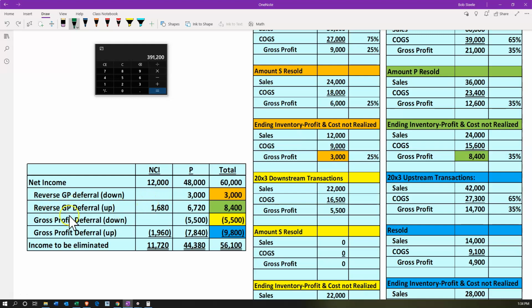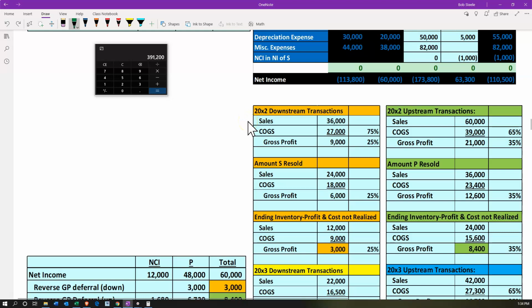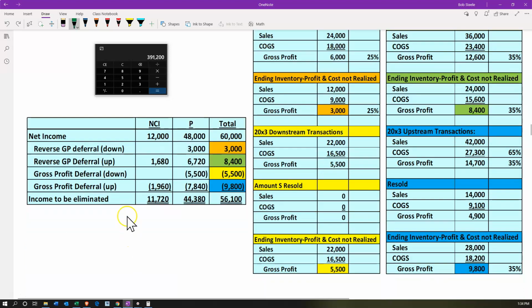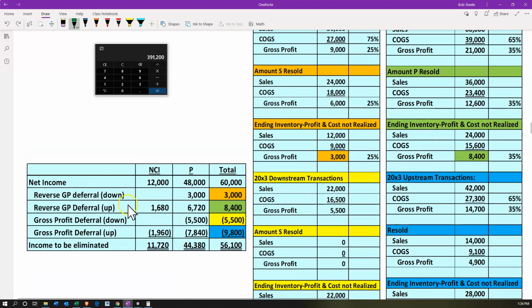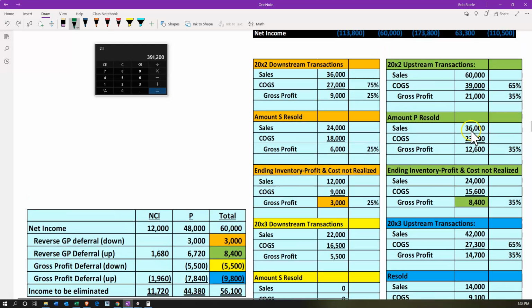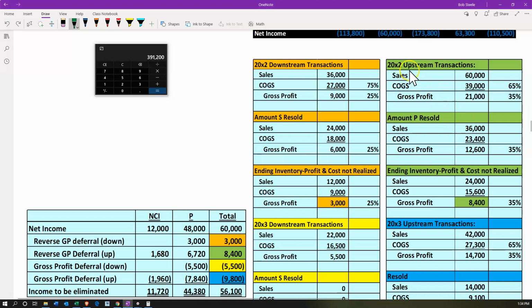And then we have to reverse the gross profit up. Notice I'm not going to go to the second one here because here we organized it by down to that prior year, the down for the current year, and then up for the prior year, up for the current year. What we're doing here is we're looking at the gross profit deferral down and then up the two prior years and then the two current years. So I'm going to be jumping over here then to the up for the prior year. So that's going to be in the green items, and we're looking for that 8,400. So the 8,400 up for the prior year is going to go here in our worksheet.